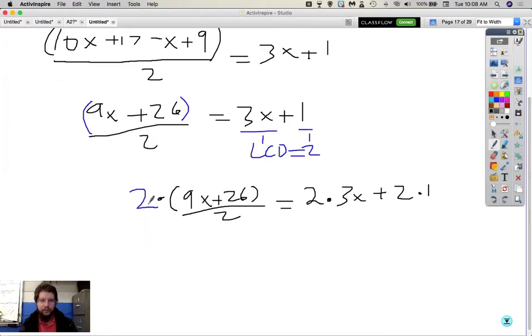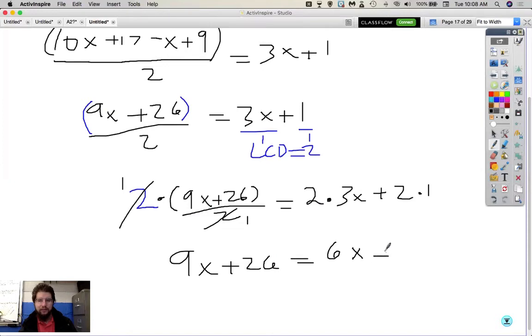Now I could distribute the 2, that would be 18x plus 52, but that's more work than we need to do. Remember, we're trying to get rid of the fractions here, so let's do it. 2 divided by 2 is 1, and 1 times anything is itself, so that's just 9x plus 26 equals 6x plus 2.